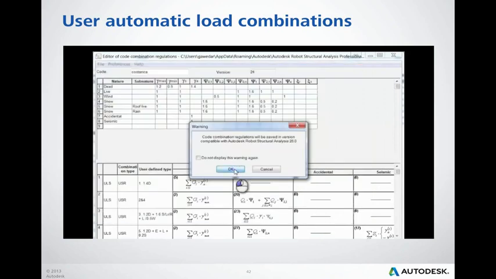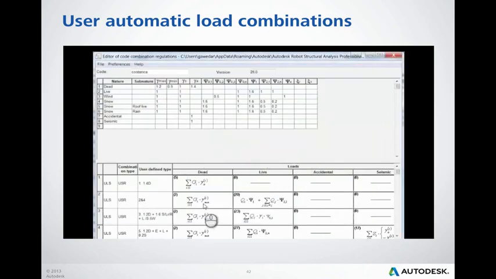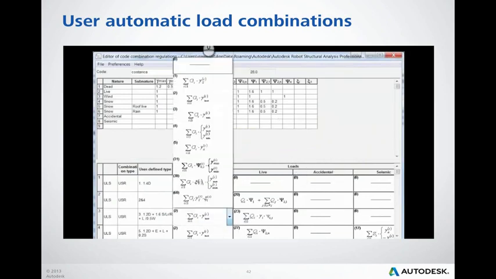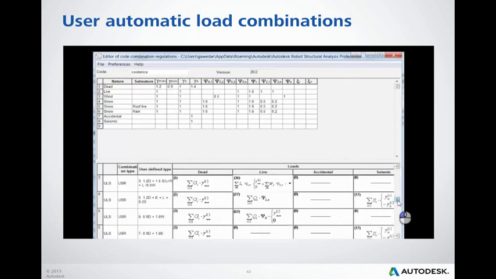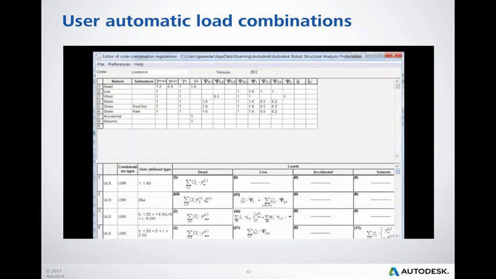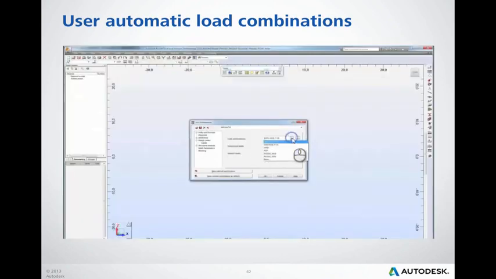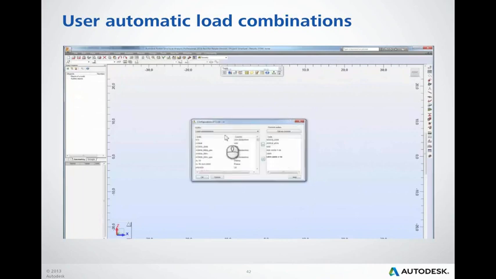And now we can adjust the regulations according to our needs. On the top part, we can create and add natures, subnatures, and some factors. On the bottom part, for different types of combinations, we have to select different formulas. And after storing, we can load it in job preferences to our model.